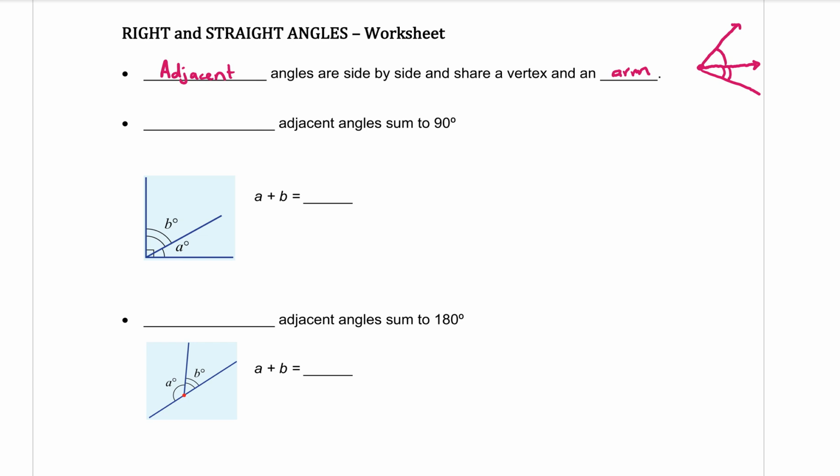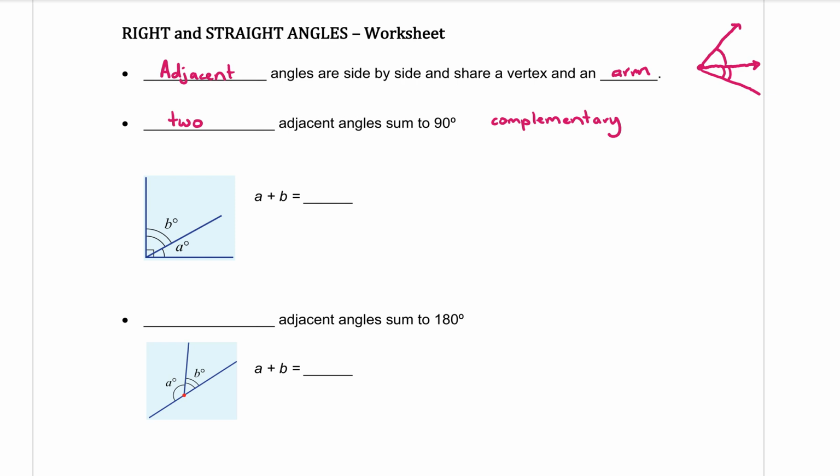Now, more specifically today, if we have two adjacent angles that sum to 90 degrees, we call that complementary. So there's not really a space to write that, but it's important to know that word. So you can just write it at the end here. So two adjacent angles that sum to 90 degrees are called complementary. So you can see that in the diagram down below here.